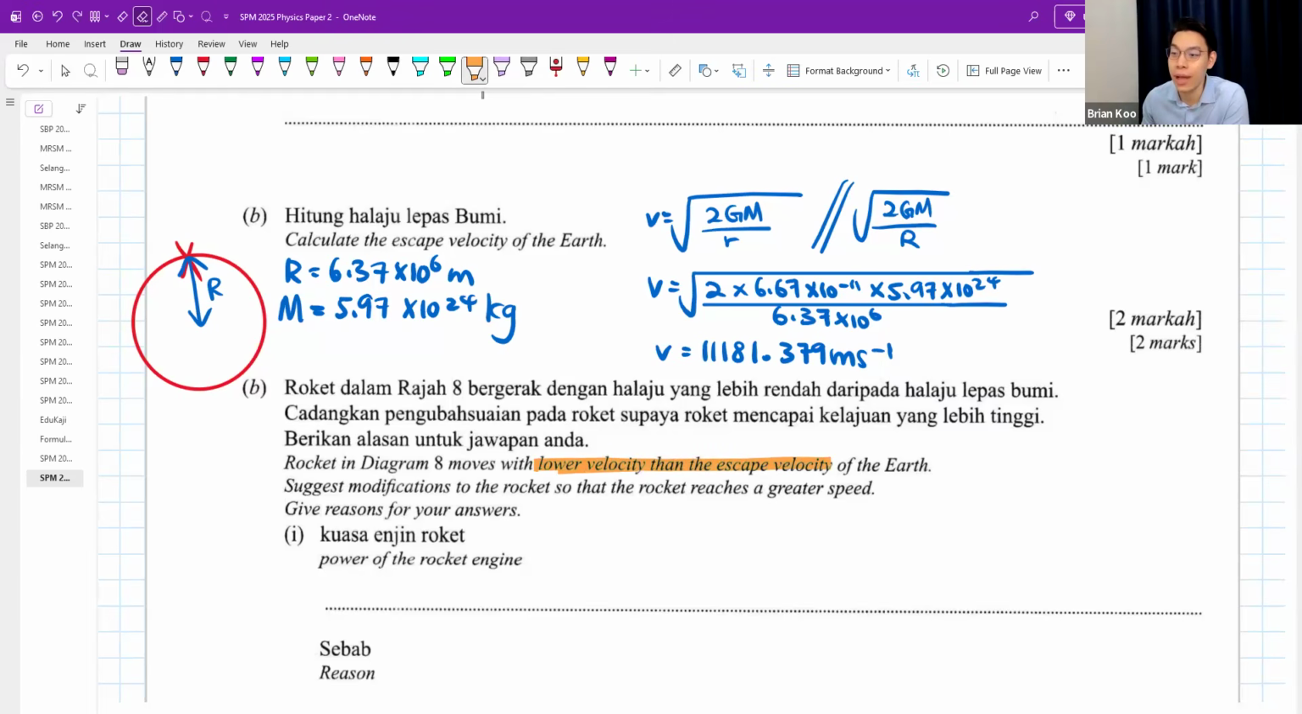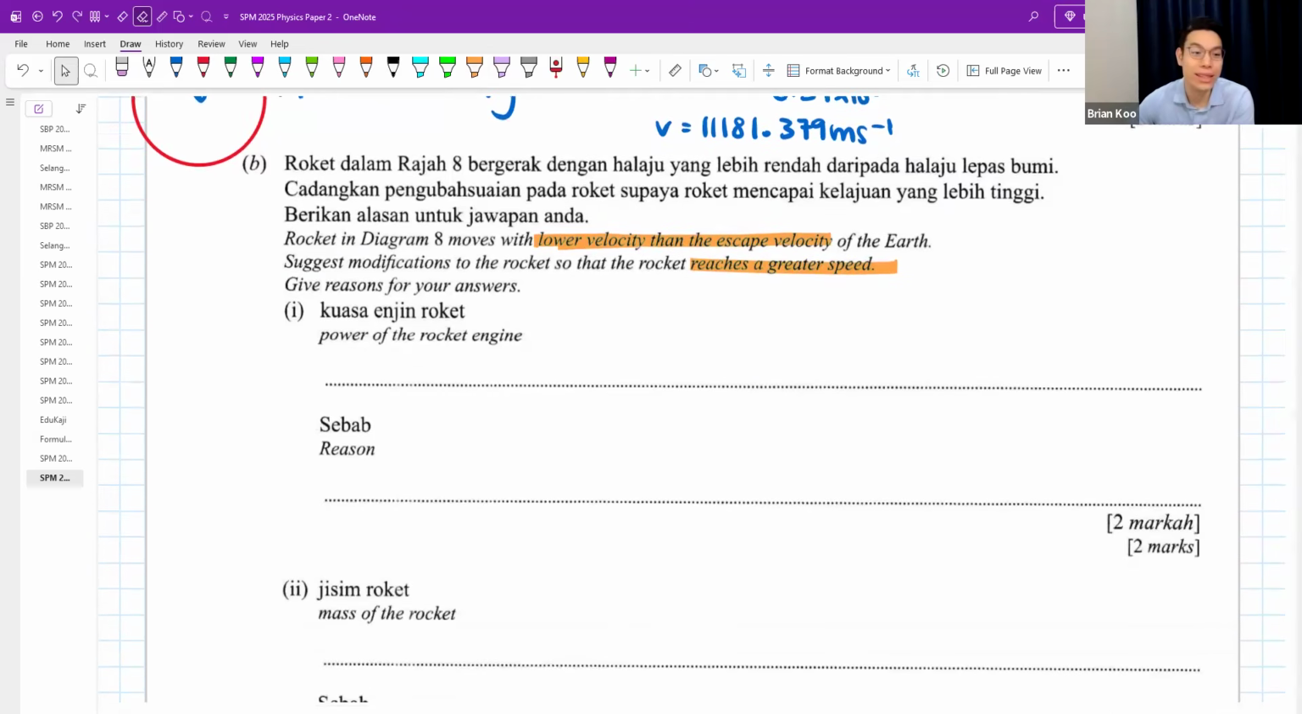Suggest modifications so that the rocket can reach greater speed. Give reason for your answer. Power of engine is 3 marks. Of course, you want it to be high power. High power, higher power also can. A high power always means that you get more thrust, more force, more energy, more acceleration.